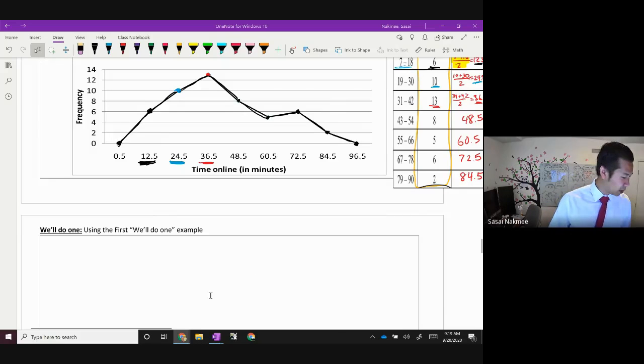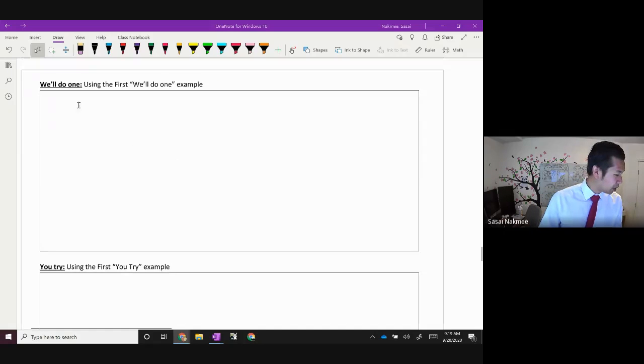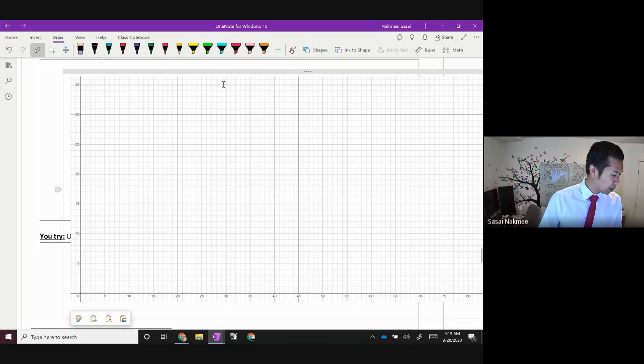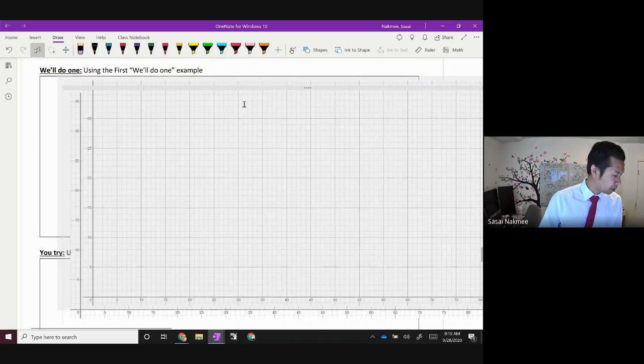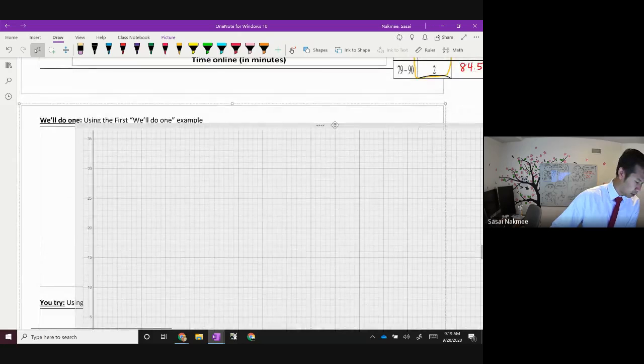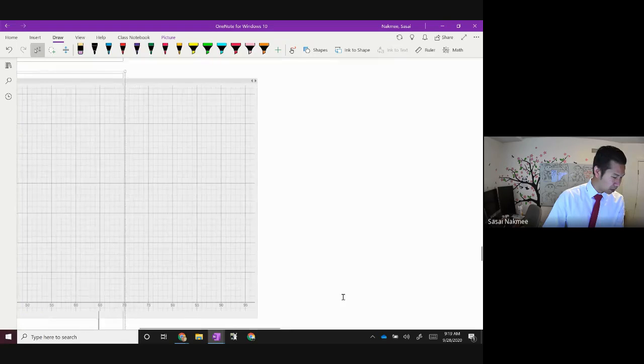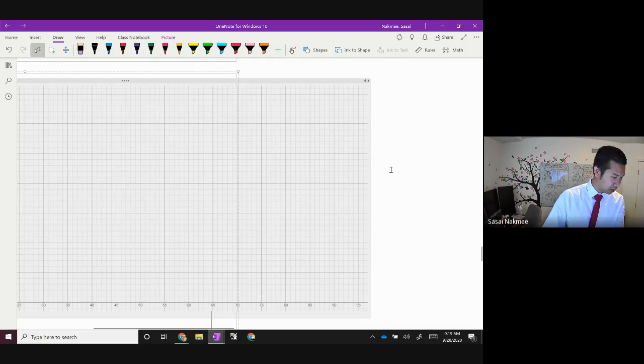So give me a second here. I have to go ahead and copy the graph of the frequency polygon of the wheel do. So give me 1 second. I'm going to copy that. I'm going to put it into here. Oh, it's lagging.